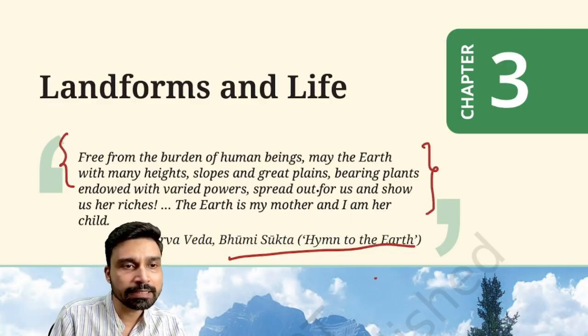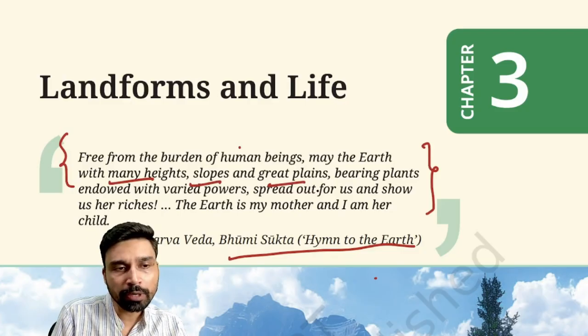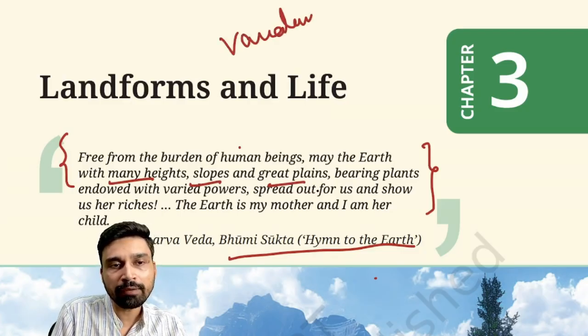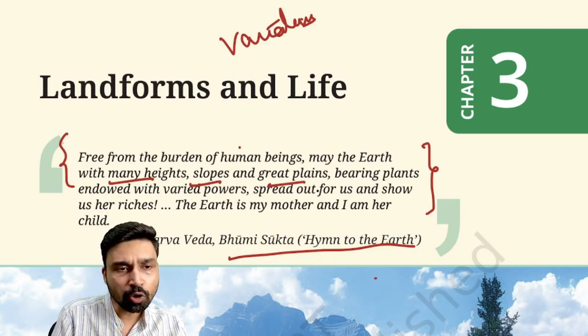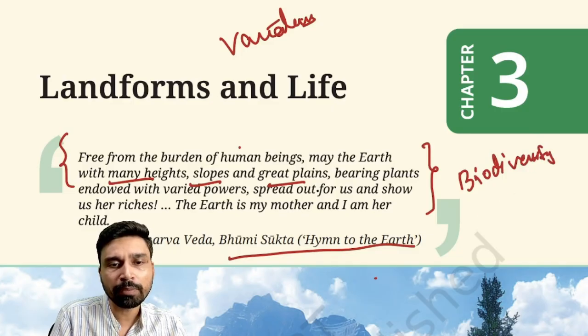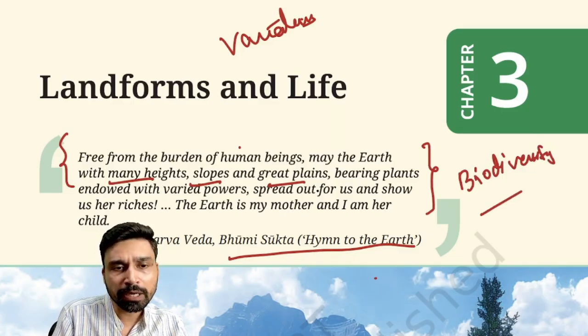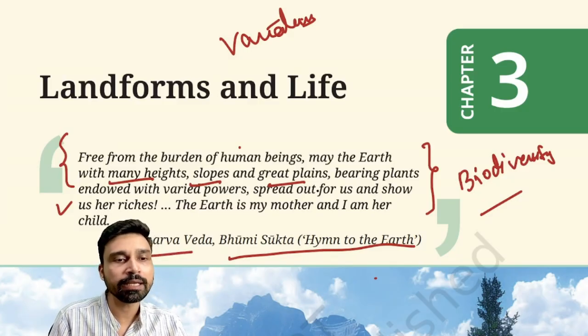What is written here is: free from the burdens of human beings, may the earth with many heights, slopes and great plains. Now if you look at this remark, it talks about the variations that you have on the earth. For example, you'll have mountains, plateaus, and plains. All of these are clearly mentioned here. Bearing plants endowed with varied powers. It also talks about the biodiversity on our planet Earth, the various types of plant life spread out for us, and show us her riches. That's what the invocation is in the Atharvaveda.